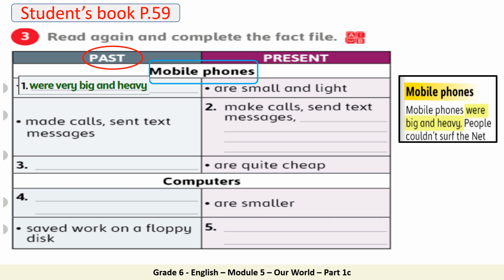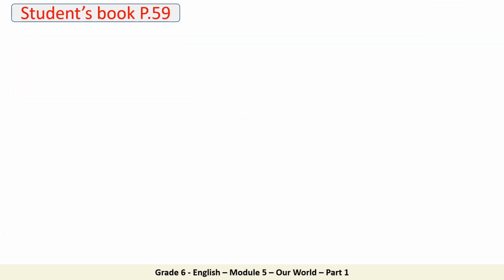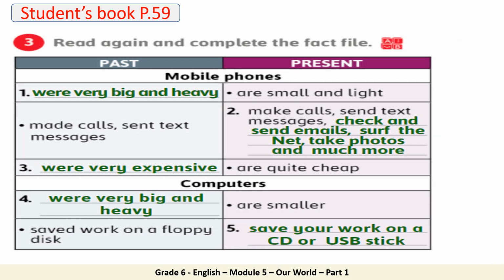Now, I'd like for you guys to pause the video one more time and complete the rest of the table, just like the way we did it together, and later we're going to check our answers together. All right, let's check our answers one last time. As you can see here, we're going to start with the mobile phones in the past. Number 1, they were very big and heavy like we did before.